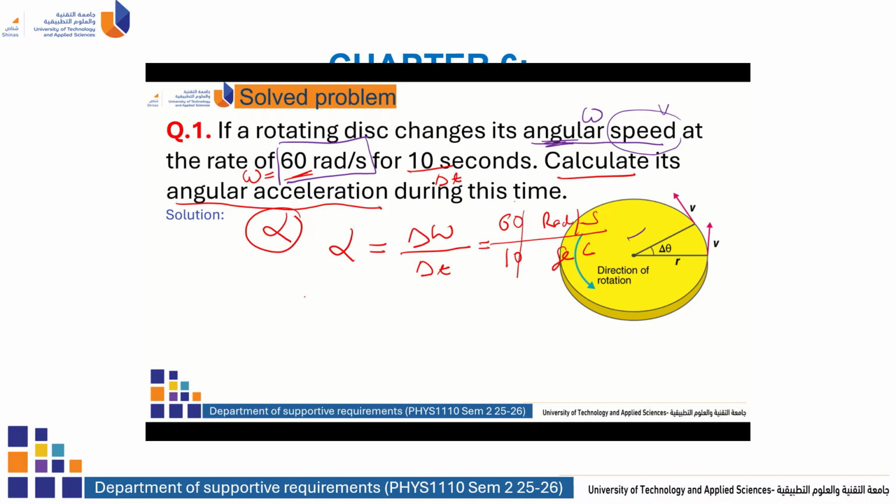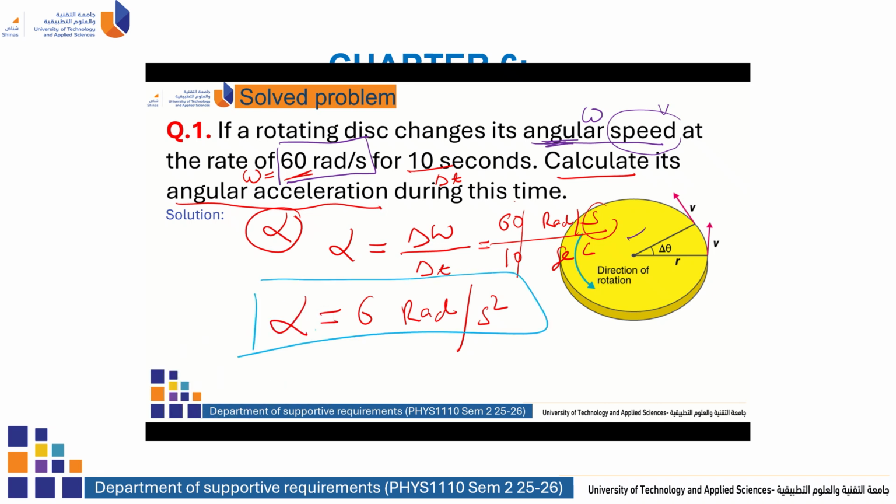So the value of alpha is 6 radian per second squared, because there are two seconds, two times coming, so this is second power 2. So this is the answer for the angular acceleration.